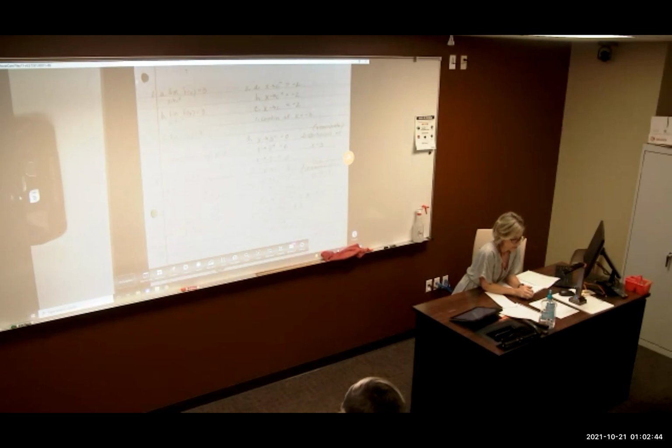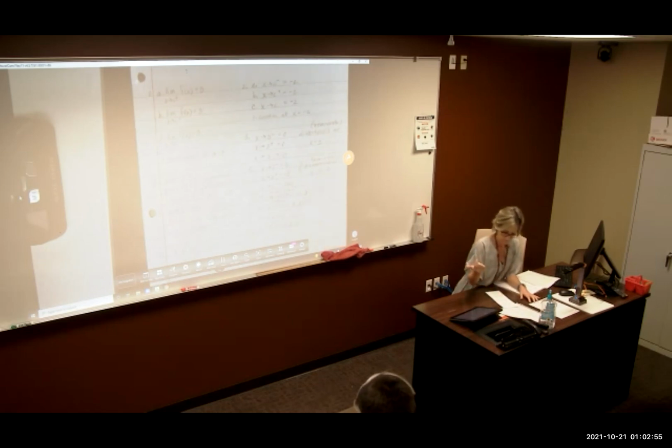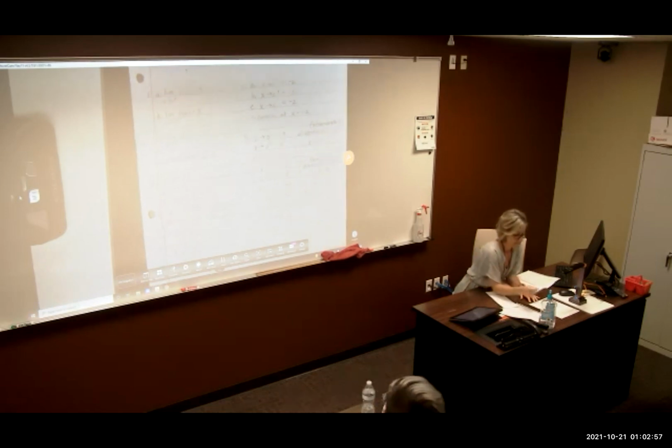For 5, the limit at -3 does not exist, and we are discontinuous at x equals 2, because we have a jump, right? I think on 6, the limit at 0 does not exist, and it's discontinuous at x equals -1.